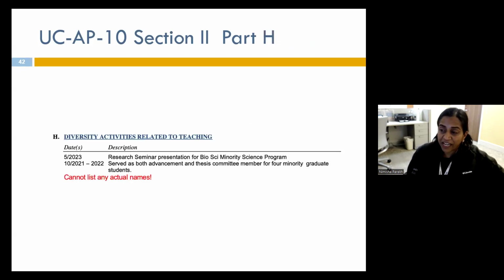And then Part H would be diversity activities related to teaching. Please do not include any names. You can say that you served as a committee member, as a mentor, or that you helped with presentations, but do not list names here. Okay, so before we go on to Section 3 about research and scholarly activity, does anyone have questions about the teaching section of the AP 10?